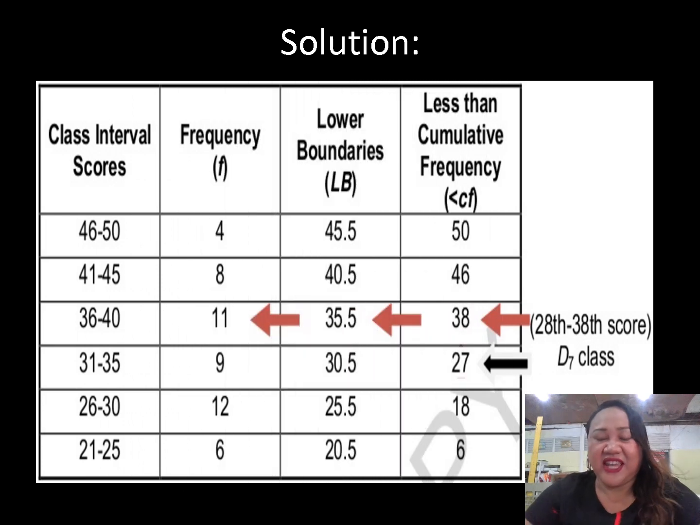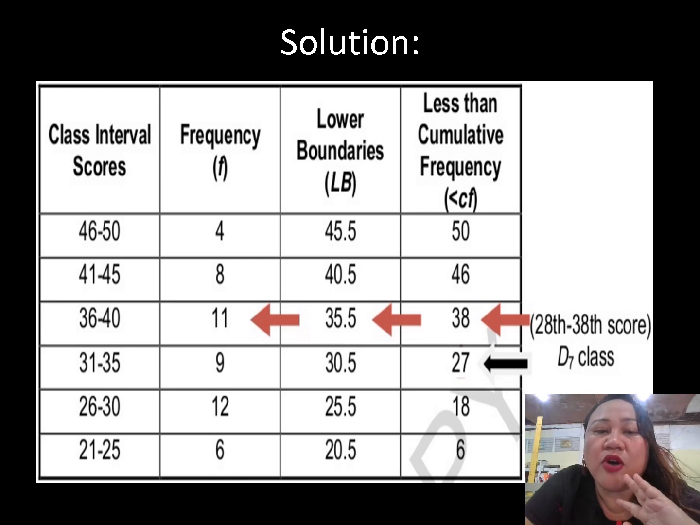Then the solution. Okay, this is how to answer. So you have 46 to 50, the frequency is 4. Simply copy what is given in the class interval and the frequency. Then we will find the lower boundaries. The first value in the class interval you will use to get the lower boundary, and the second value is for the upper boundary.